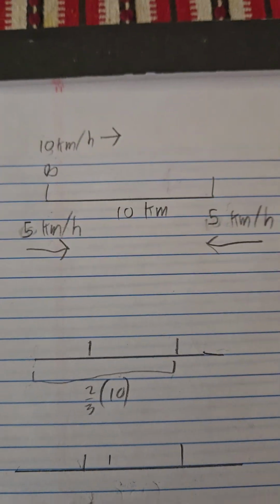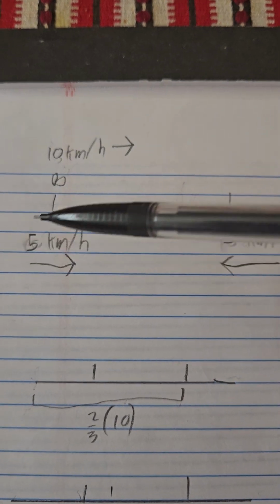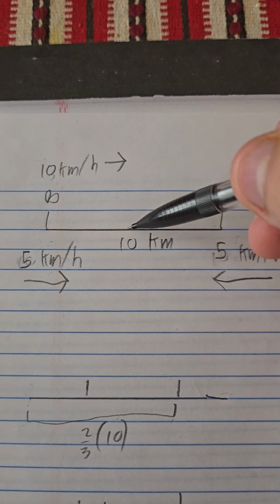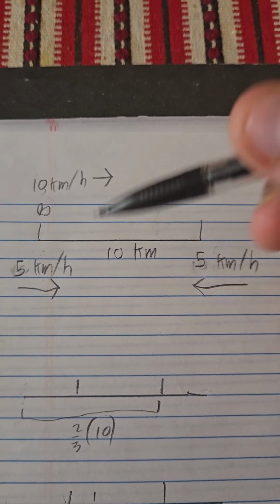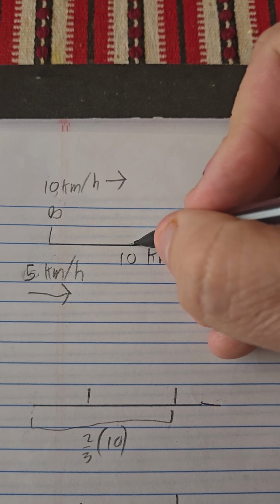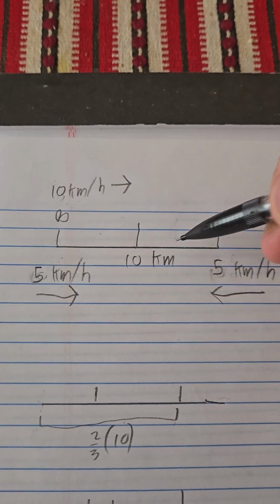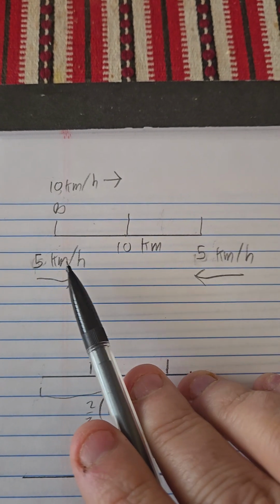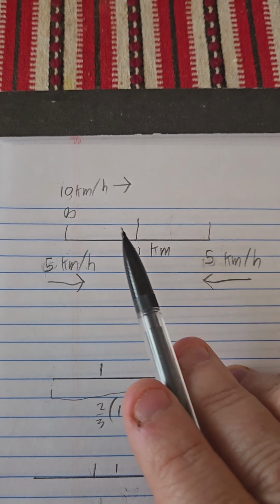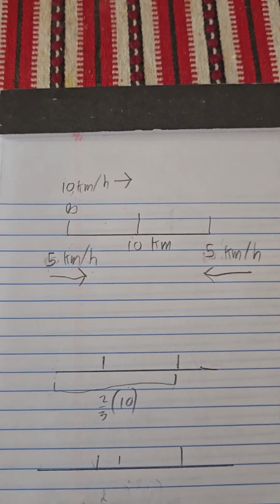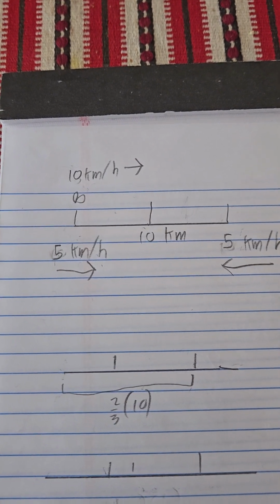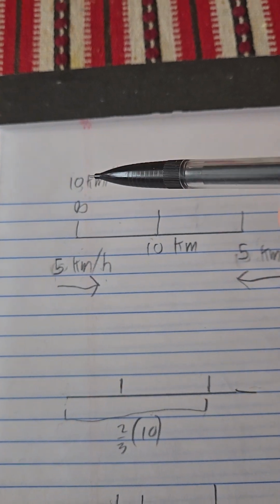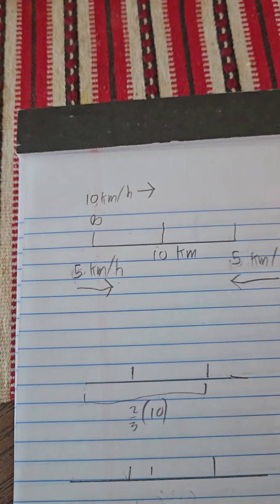It's a bit harder to find, but it's easier once you know it. If these people go 5 kilometers per hour, each one will walk 5 kilometers until they reach the middle. Now, there's the middle, there's 5 kilometers there, 5 kilometers there. If this person goes 5 kilometers per hour and walks 5 kilometers, how long will it take him? Well, 5 kilometers per hour, it will take 1 hour to do 5 kilometers. So it takes 1 hour for the two people to meet.